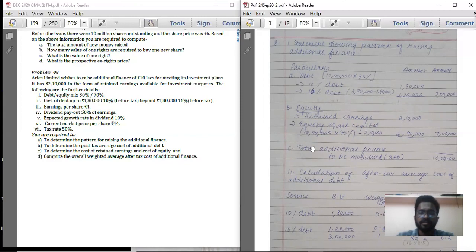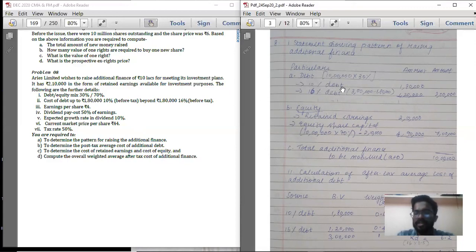Under particulars, see how they are segregating the additional finance. 30:70. 30% debt, 70% equity. Under particulars, small a, debt, within bracket 10 lakhs into 30%. Below that, first arrow mark 10% debt. How much is the 10% debt? 1,80,000, and the remaining is 16% debt.